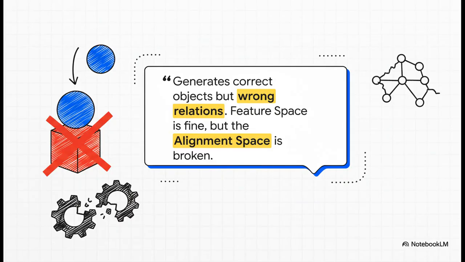So remember that image generator problem? You ask for a red cube on top of a blue sphere, and you get them floating next to each other? The model clearly understands red cube, and it understands blue sphere. Its feature space is working just fine, but it's failing to understand the relationship "on top of." That is a classic breakdown in the alignment space.